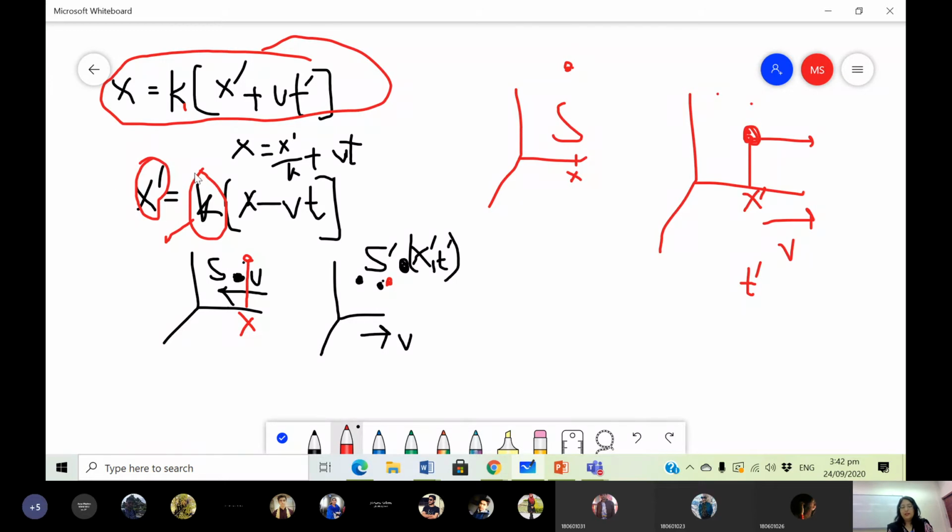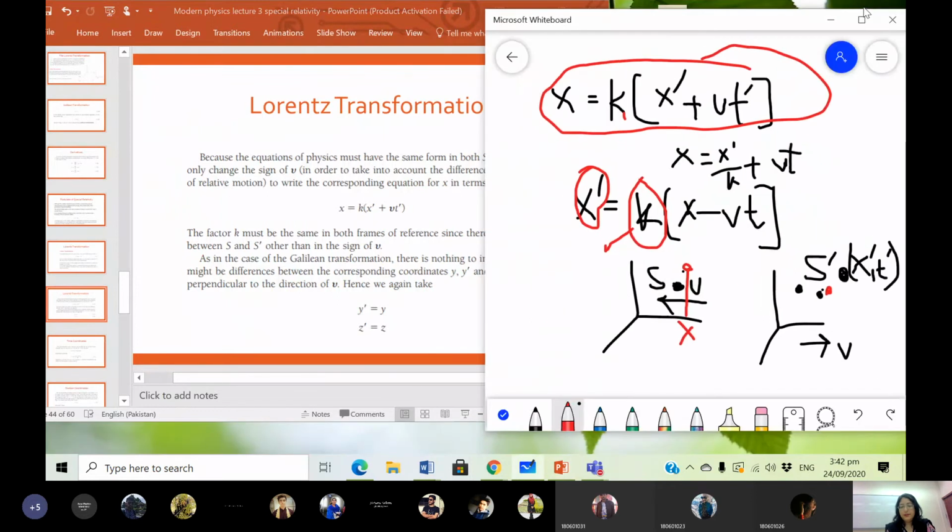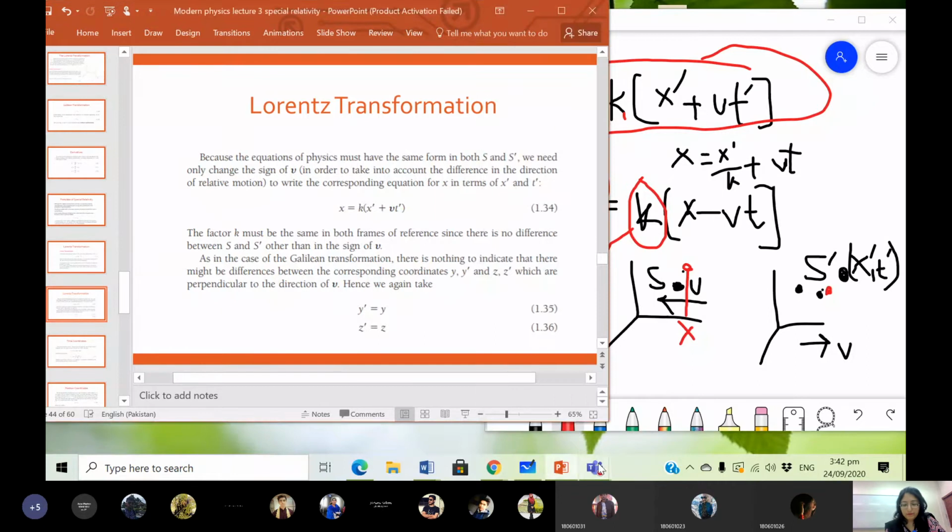So it's similar to this one, but this one is called the inverse Lorentz transformation, where we add plus v here and put x dash and t dash, and this will be x. Is this clear to everyone? Yes or no? No?